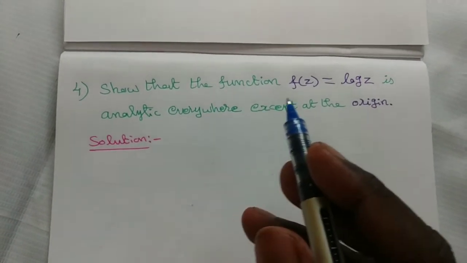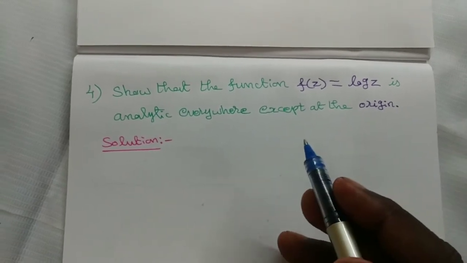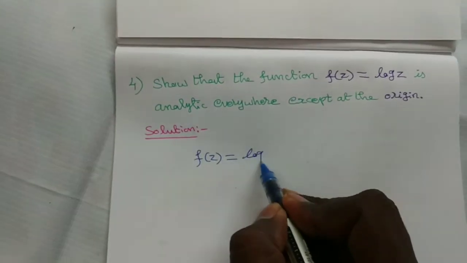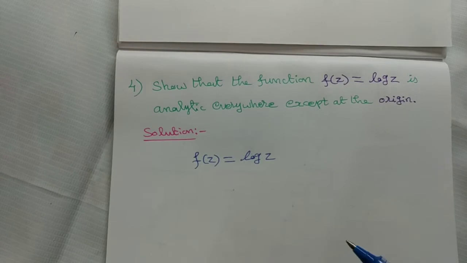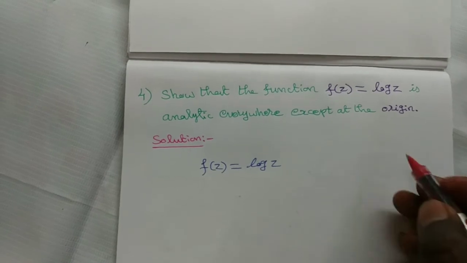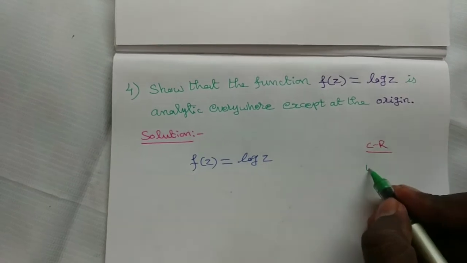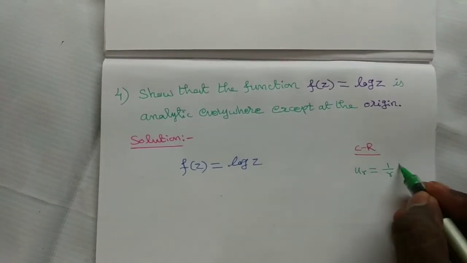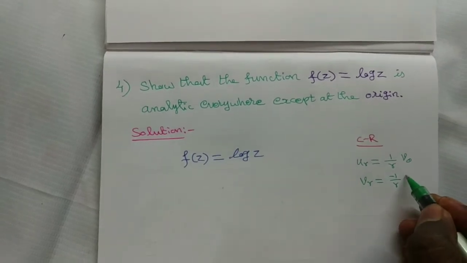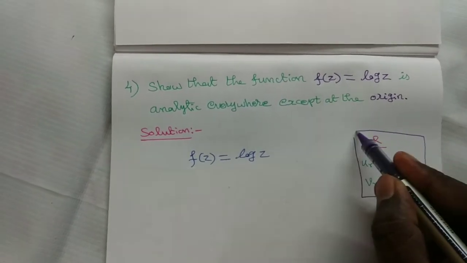Show that the function f of z is equal to log z is analytic everywhere except at the origin. Okay, now the given function is f of z is equal to log z. It is something different function. So I am going to use polar form of CR equation. What is polar form of CR equation? The polar form of CR equation is ur is equal to 1 by r into v theta, and vr is equal to minus 1 by r into u theta. So this is the polar form of CR equation. So I want to verify with this.